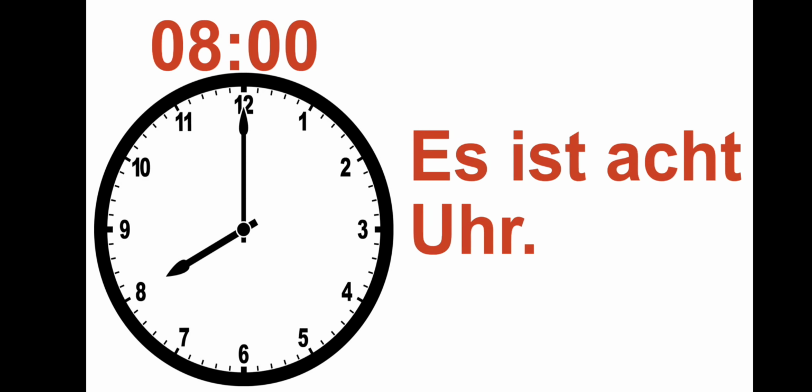Okay. So it's 8 o'clock. 8 o'clock is called Es ist 8 Uhr. Es ist means it is 8 o'clock. If someone asks you wie spät ist es, you will say es ist 8 Uhr, or es ist 2 Uhr, 3 Uhr.